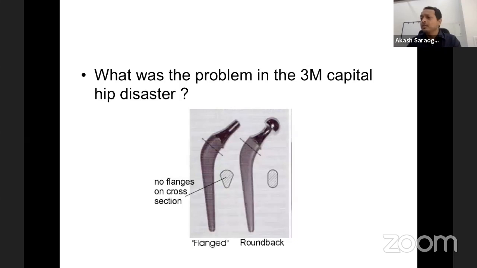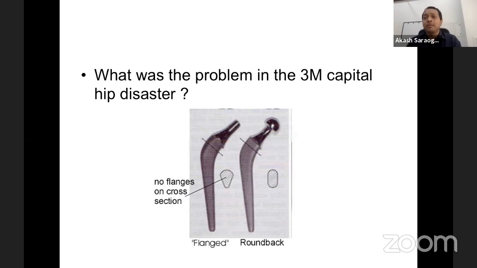What is the problem with the 3M Capital hip? It was launched by the 3M company in 1991 as a very low cost hip replacement, so the new version was very cheap. It was almost like the Charnley stem, except there were no flanges in the Charnley. The material was made of titanium.